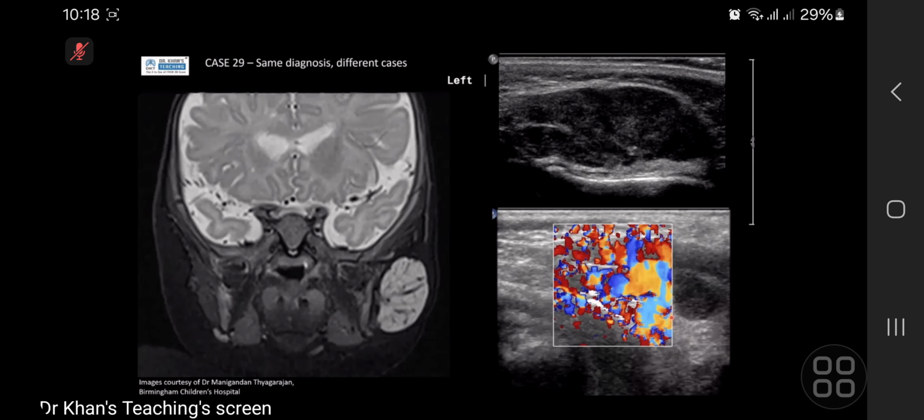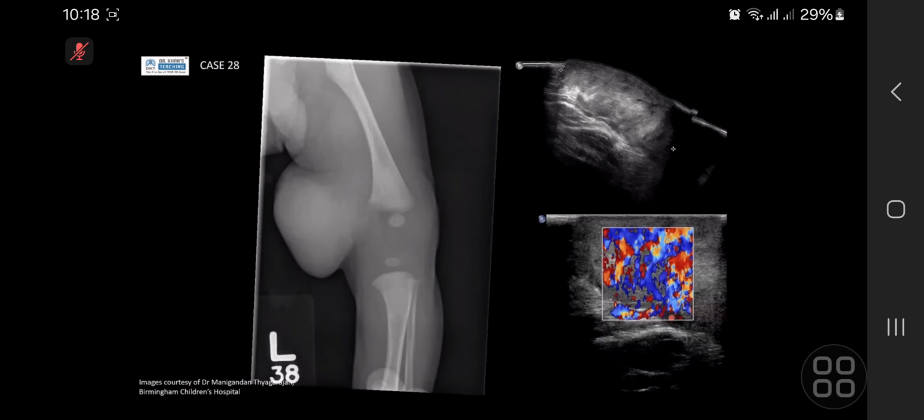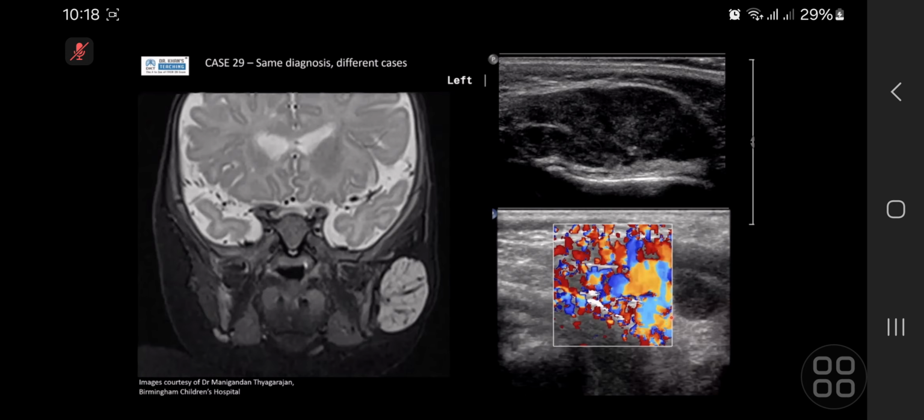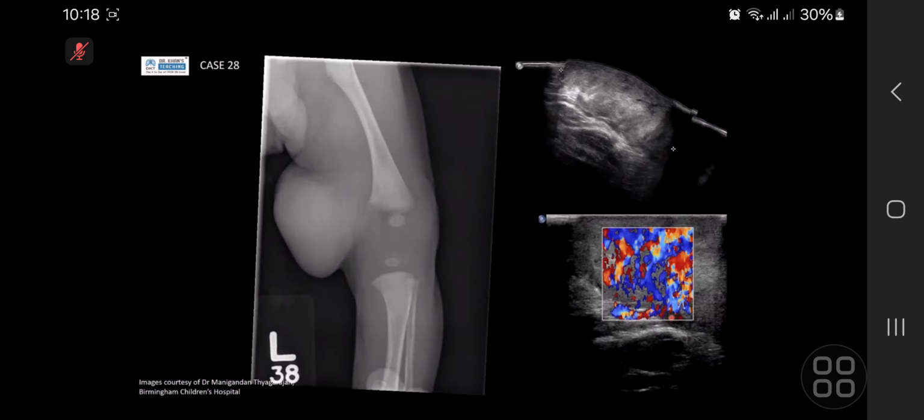Okay, so I said this is the same diagnosis. So you've gone from possible hemangioma to liposarcoma. What do you think it is? So same diagnosis, just different cases. Going with liposarcoma, or are you going with hemangioma? I think hemangioma. Yeah. Okay, so these are hemangiomas.